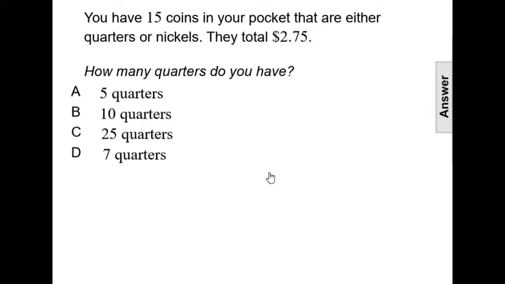You have 15 coins in your pocket that are either quarters or nickels. They total $2.75. How many quarters do you have?